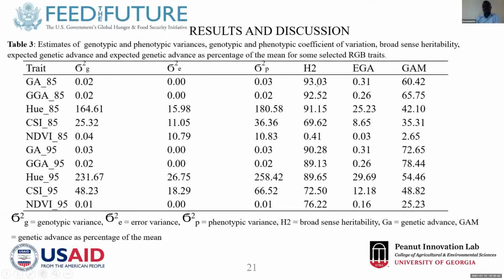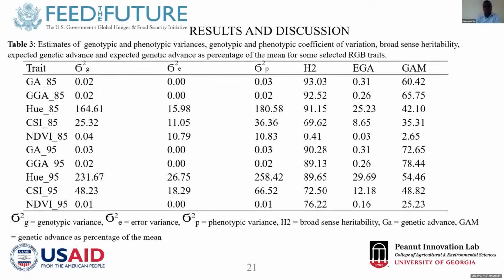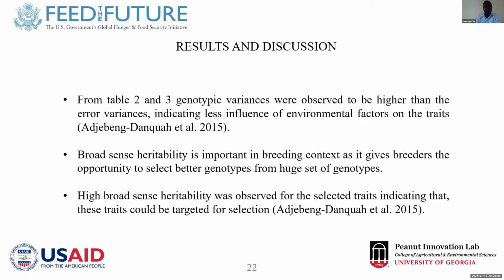And so when you compare these heritability values to the manual ones, we could see that the ATP traits performed comparatively, and they were better in terms of heritability than the manual ones, which is a good thing in the sense that heritability helps breeders to select suitable plants from the lots. We have 2 minutes left in the presentation. So this is what I discussed from the table.